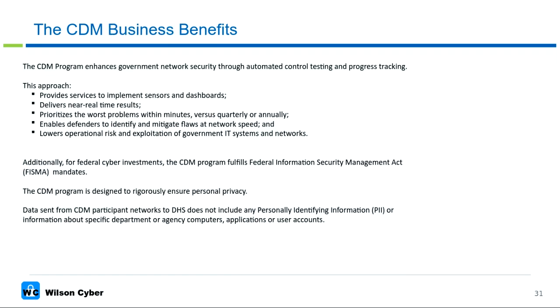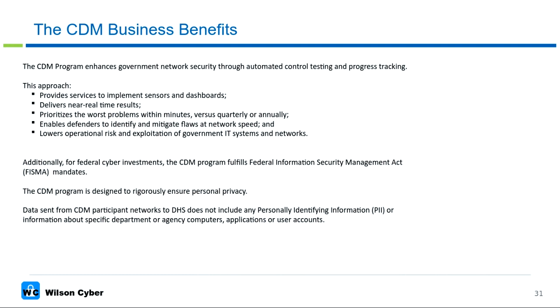The business benefits. We provide services to implement sensors and dashboards. We deliver near real-time results. We prioritize the worst problems within minutes versus quarterly or annually. We enable defenders to identify and mitigate flaws at network speed and lower operational risk and exploitation of government IT systems and networks. All of this enhances government network security through the automated control testing and progress tracking.